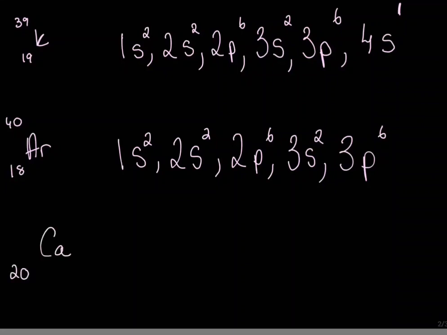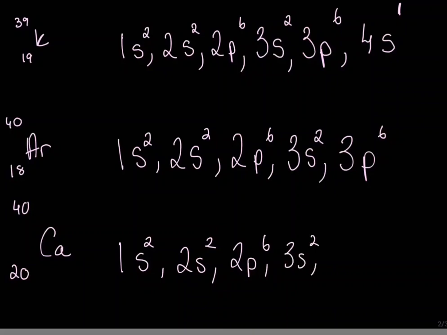Calcium, 20, 40. 1s2, 2s2, 2p6, 3s2, 3p6, and then hopefully we didn't do 3d2, we went 4s2. Okay, remember the 4s has a lower energy state than the 3d, so it's going to be filled in first.